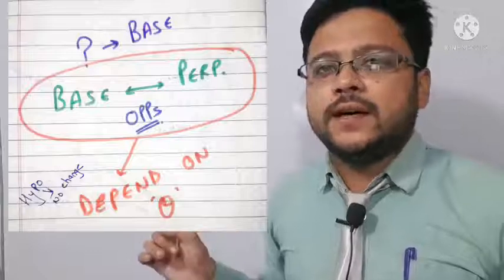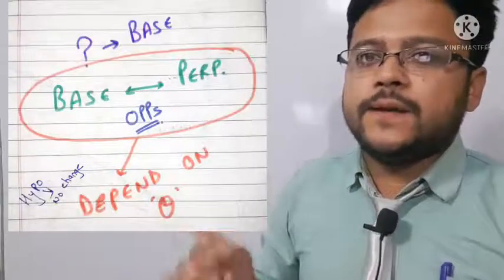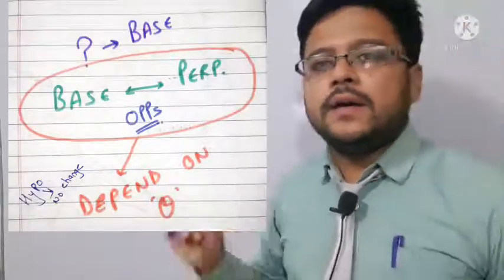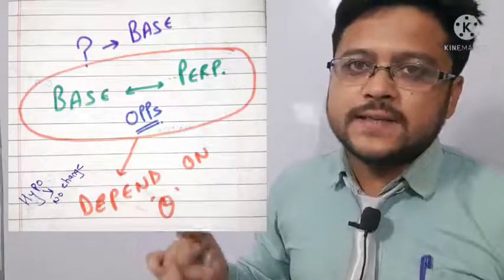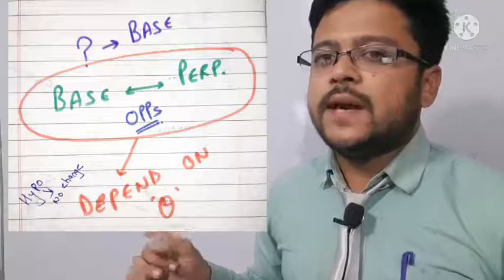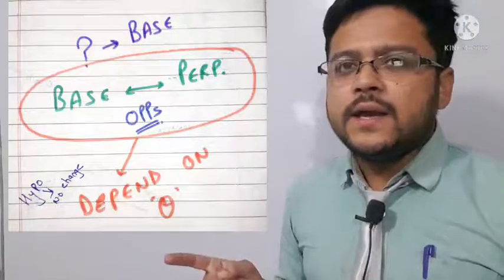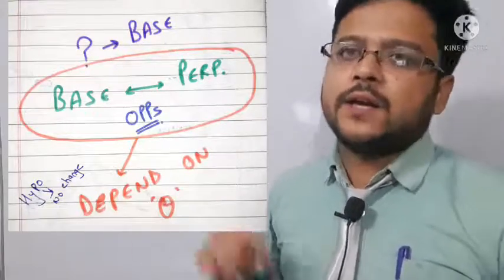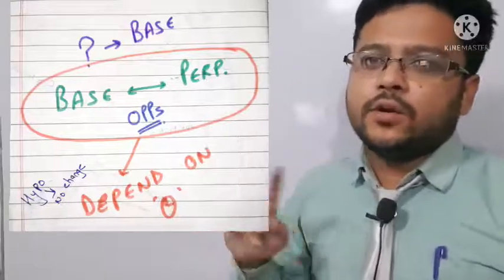So the sides depend on theta. Which sides? Perpendicular and base. Both depend on theta. If theta changes place, then these sides will also change place. But the hypotenuse is independent of theta. Theta may take place on A, may take place on C, but the hypotenuse cannot be changed.